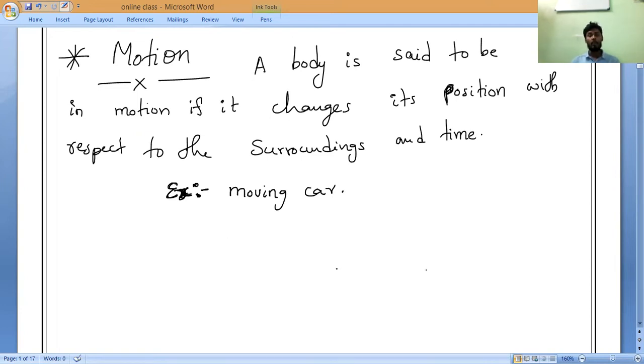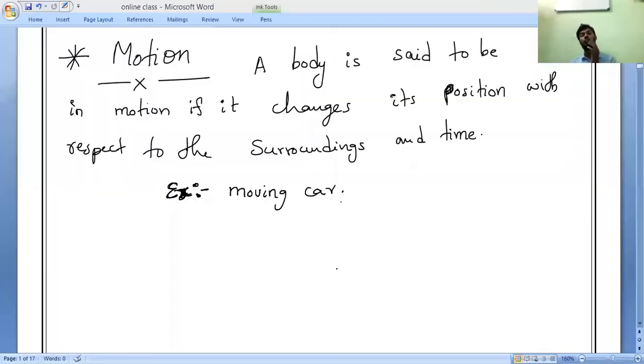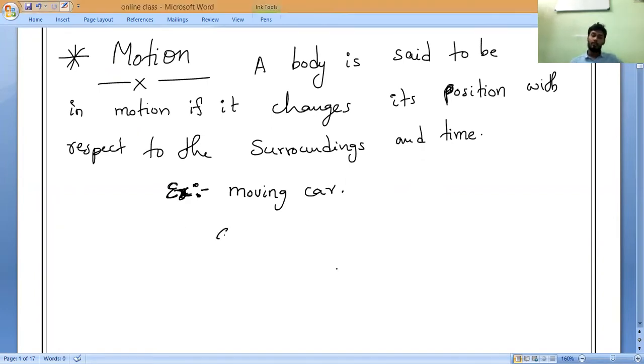Natural examples. Suppose water is flowing in the river. As we know, river. What is the property of a river? Always continuously in motion. Yes or no? Water will never be in a stagnant position in the river. Always water will keep on moving in the river. So that we can say what? It is an example of motion or not? Motion, sir. Water flowing in a river, you can write. Water flowing in a river.